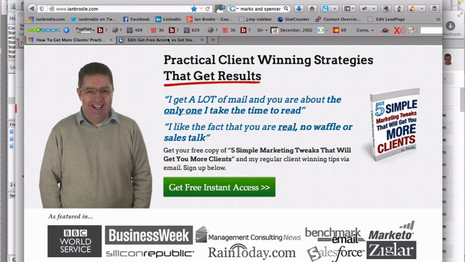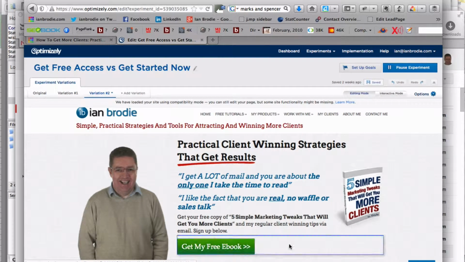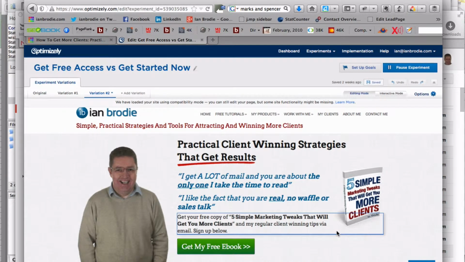So if we head over to Optimizely, which is where I do my split testing, you'll see the different variants I'm testing. In this case, variant 1 is get started now. That's my favorite. I thought it might imply some motion, getting started quickly, like becoming a member. But I thought I would also test variation 2, which is get my free ebook. I know some people say get my free ebook sounds a bit old hat. Nobody wants an ebook these days, but that's what they're getting, so I thought I'd give it a try.